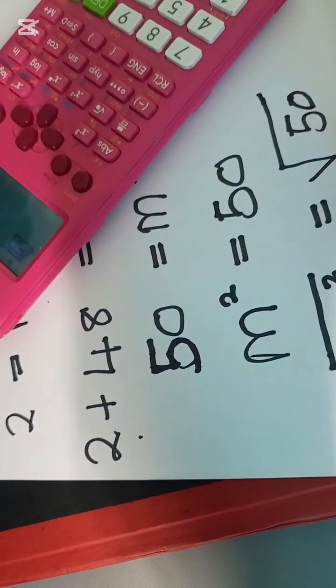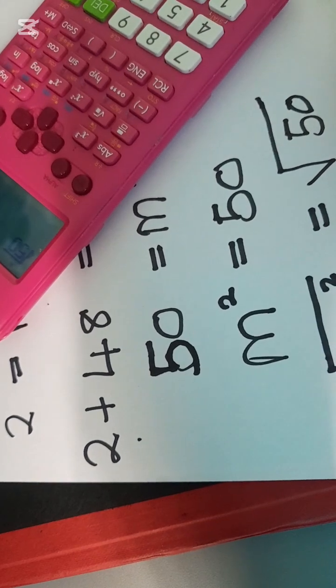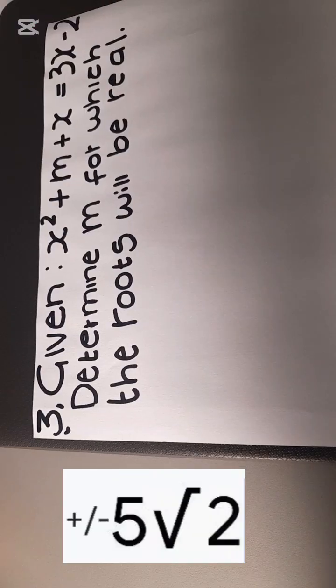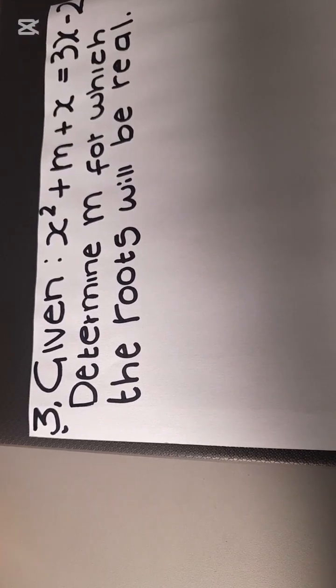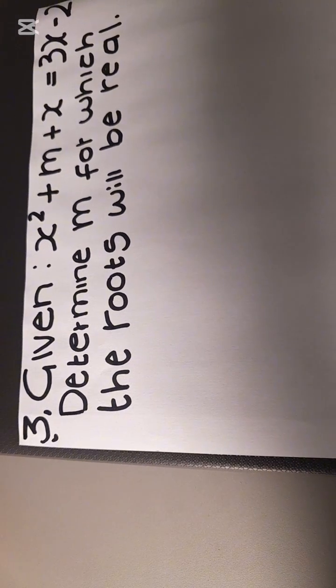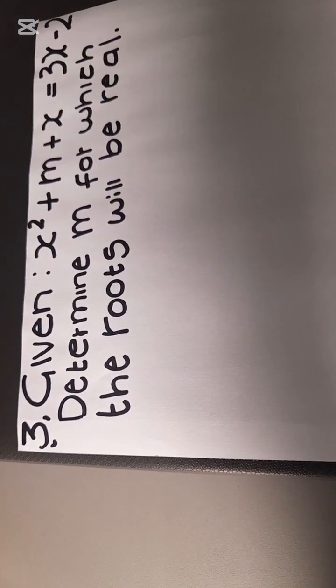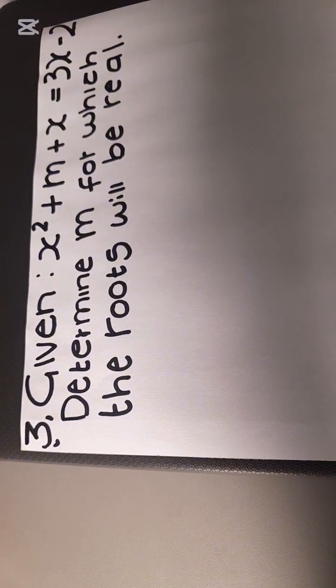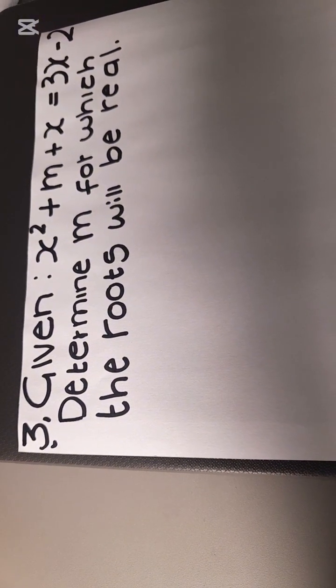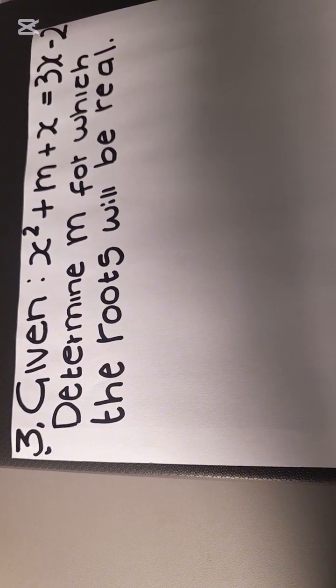Okay, then which means m is going to be equal to. On to the next example, we are given that x squared plus m plus x is equal to 3x minus 2. So we are supposed to determine the value of m for which the roots will be real.